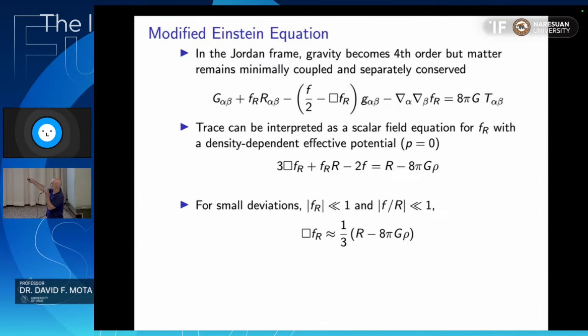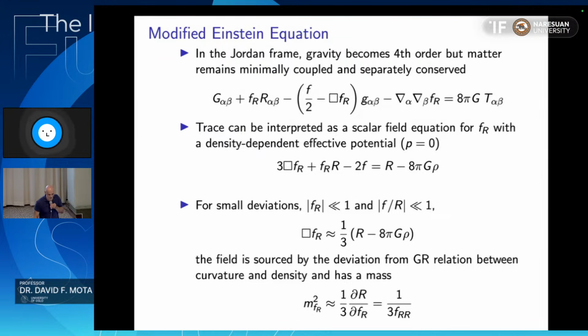So box of a scalar field, so f of r is a scalar field, is basically equal to the difference between the curvature and the energy density, the 8 pi G. So my scalar field is in fact sourced by the difference between the curvature and the energy density. In GR, you think that the curvature is basically related to the amount of matter there is. But here in this f of r gravity, there's a difference between the curvature and the matter, and that difference is precisely what sources your field.